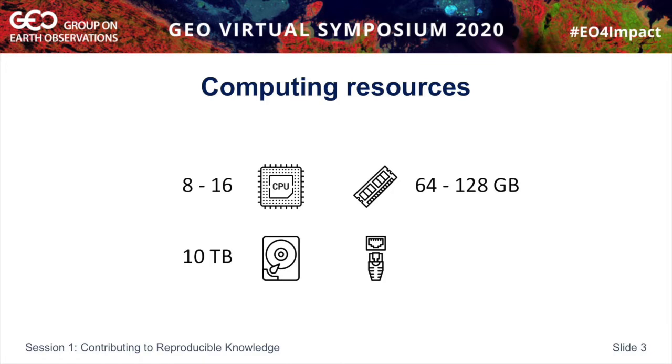The first thing is that you will need quite a lot of resources for running Sen2Agri. If you're running at a country level, you could need from 8 to 16 CPUs, from 64 to 128 GB of RAM, about 10 terabytes, maybe more, of storage, and quite a good network connection. Those are specifications that you can have in the cloud.